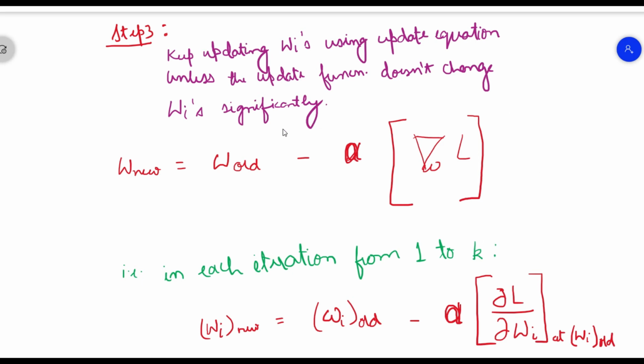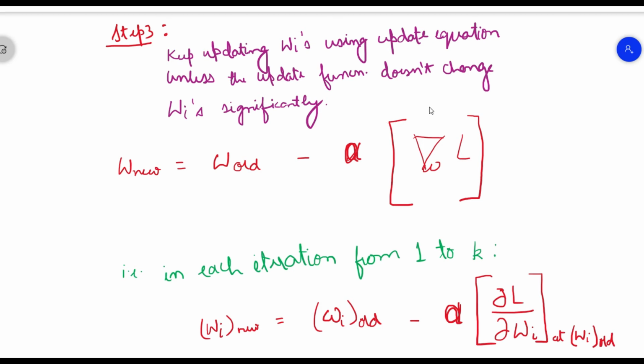Again, in the next iteration, this new vector value will become the old weight value. With respect to that old weight vector value, we will again differentiate our loss function, multiply it with the learning rate, and subtract the whole value from our old weight value at hand. Again we will give the new weight value to the next iteration. So this is how the update is performed.